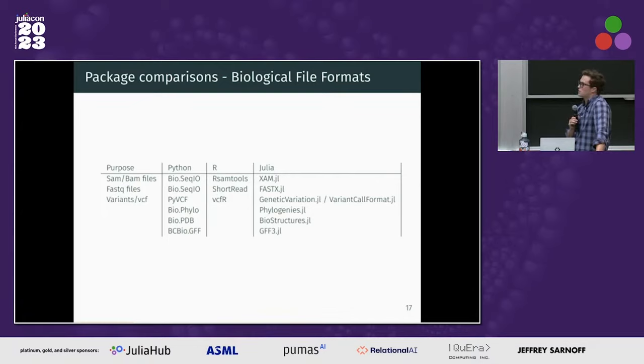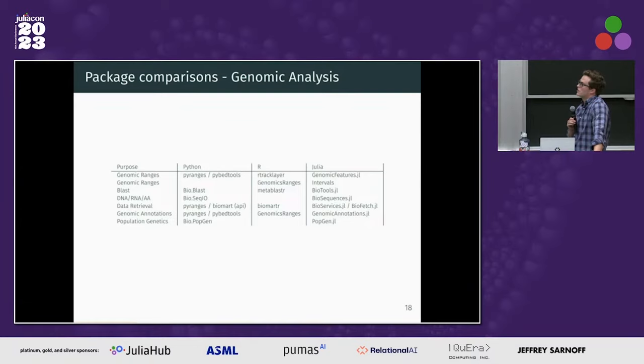So you have SAMtools, reading in various BAM files as well, FASTQ files, variants, building phylogenies, biostructures as well for proteins down there. And as you can see, BioPython really has a lot of the real estate in the Python ecosystem on that. They might even have a VCF package. I might have missed that. And then going into some of the genomic analyses, you got your genomic ranges over there. You can run BLAST as well locally if you really wanted to. You have your DNA, RNA, and manipulating those sequences. And so again, just an overview, a good reference for some people.